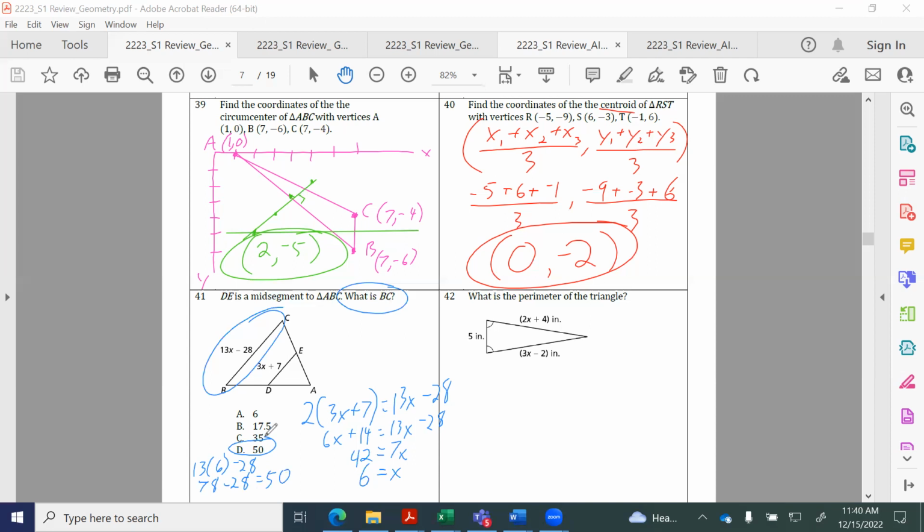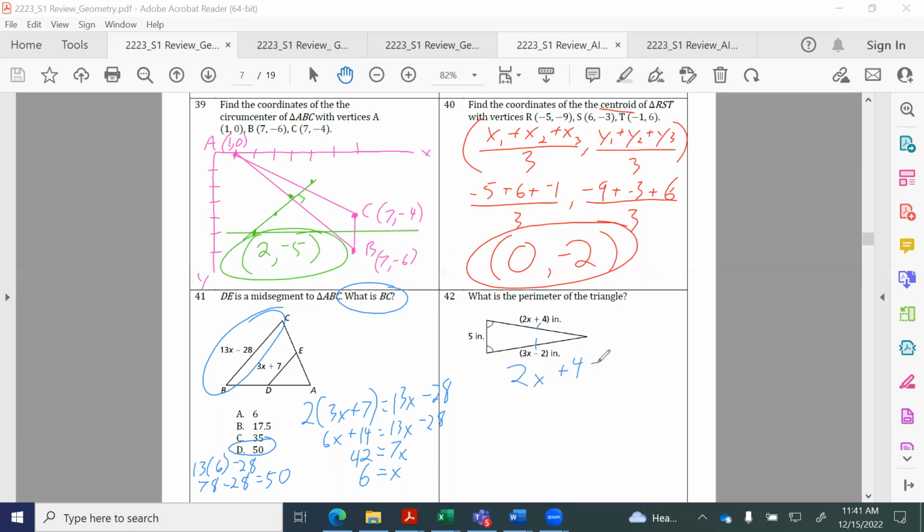For 42, what is the perimeter of the triangle? So, on here, we know one side right now. We don't know these two sides. These two angles are congruent, so that makes this an isosceles triangle. The sides across them have to be congruent. So we're going to set these two sides equal to each other first.